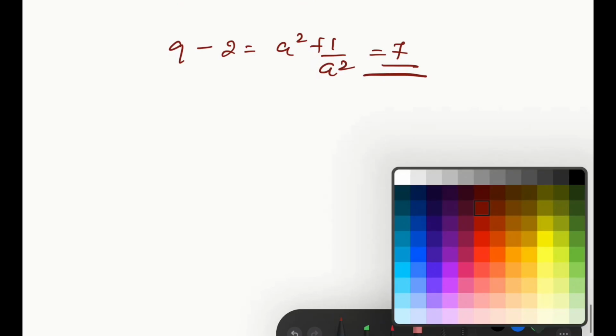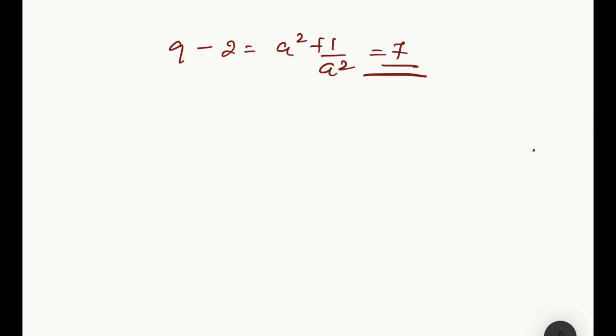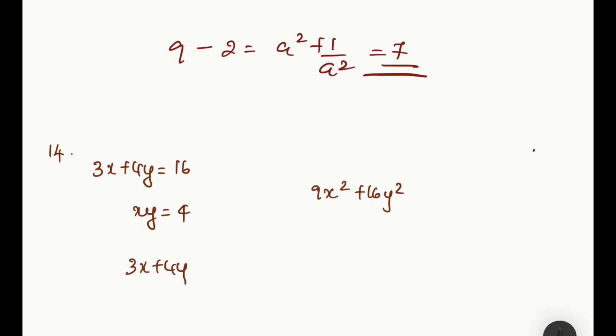Let me explain you the question number 14. Question number 14 we have, if 3x plus 4y equal to 16, xy is equal to 4, you need to find 9x square plus 16y square. Let's see how to do it. (3x plus 4y) the whole square equal to 3x square, that is 9x square plus 16y square plus 24, 3 4s are 12, 12 2s are 24, 24xy, right?